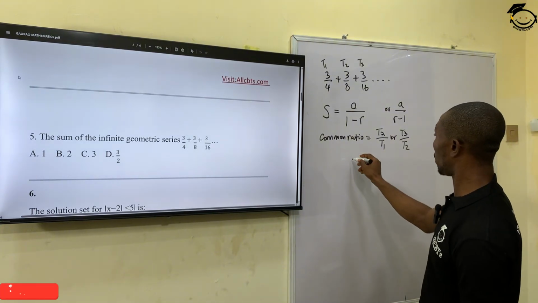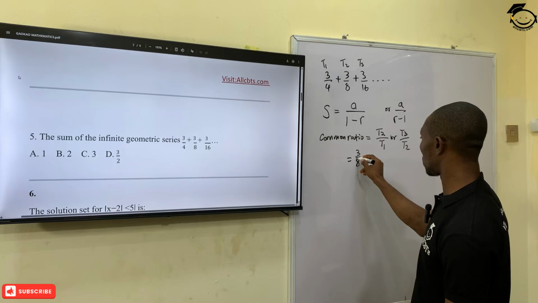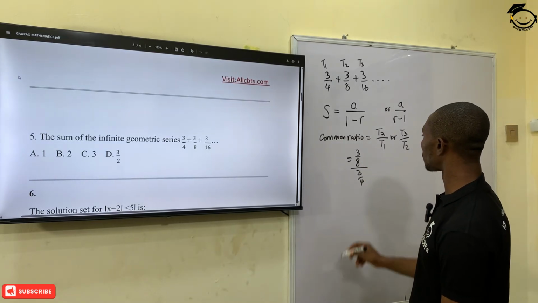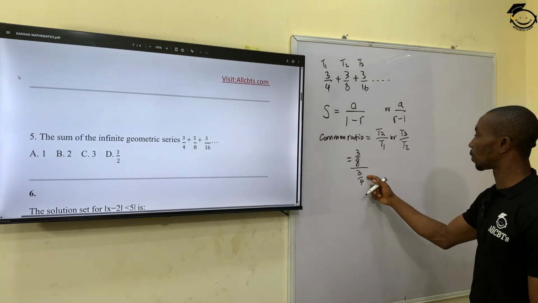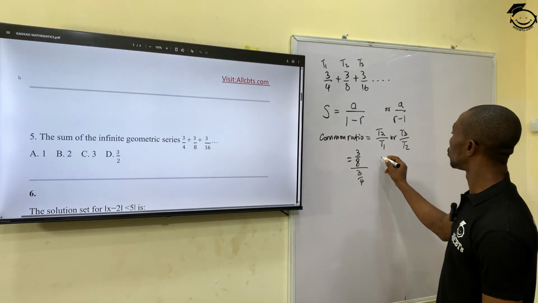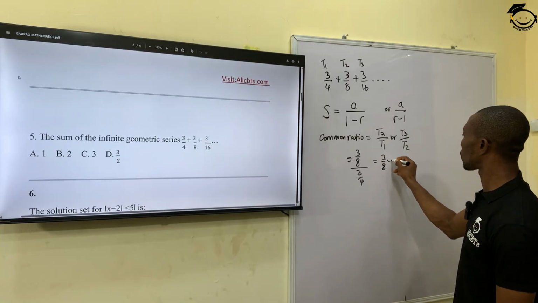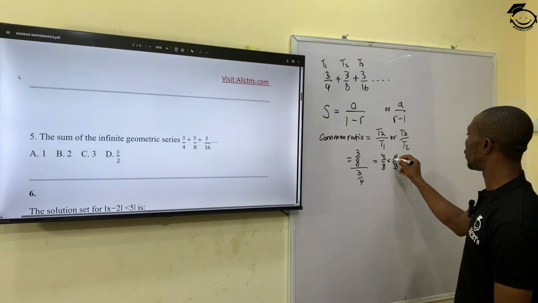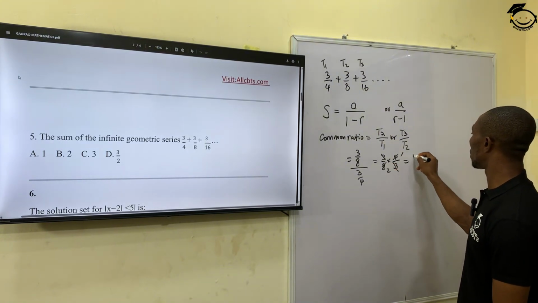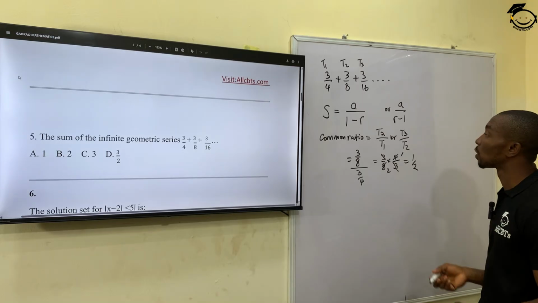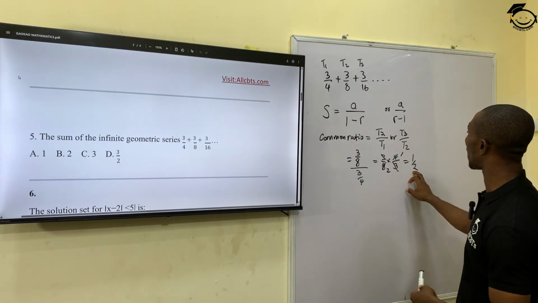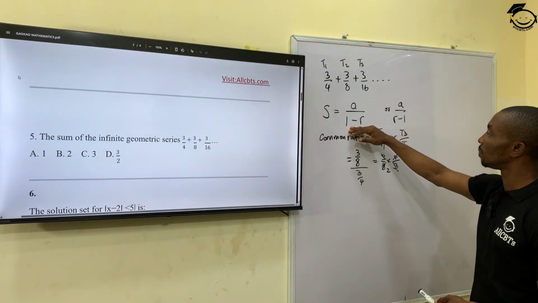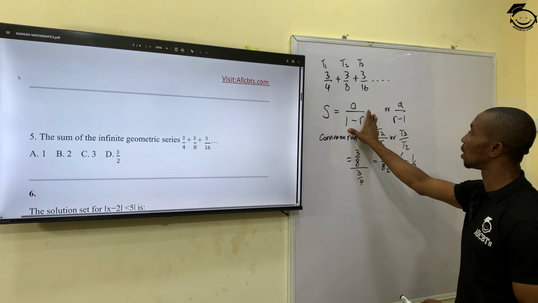Now, for our common ratio, we have this as 3 over 8 divided by 3 over 4. Okay, so we'll do the multiplicative inverse of this to have 3 over 8 times 4 over 3. So 3 cancels, 4 over 8 leaves us with half. So our common ratio would be half, and half is less than 1. So we'll be using this term since our common ratio is less than 1.